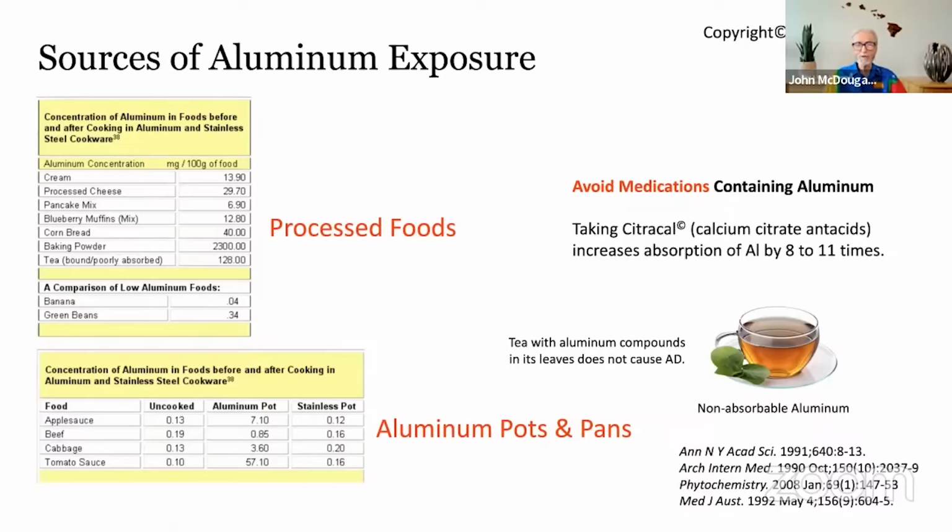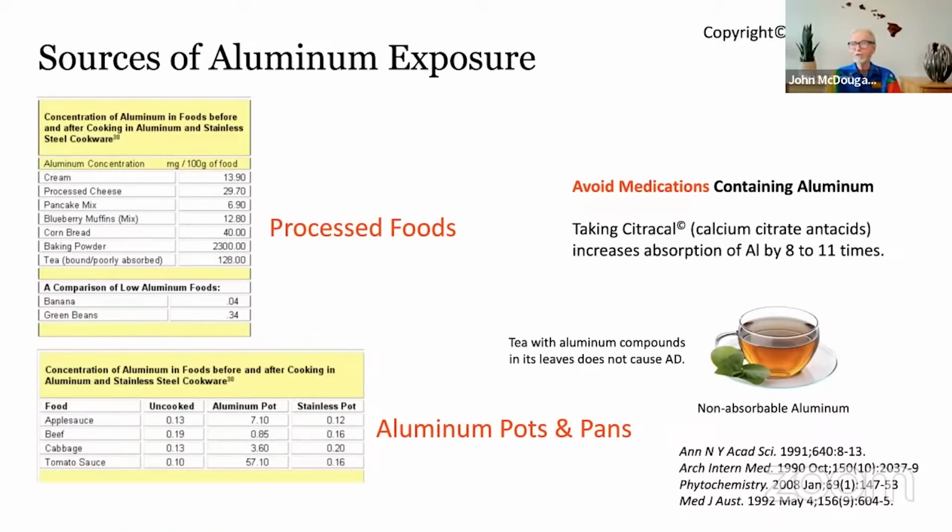Okay, the next source that comes from your food has to do with how you prepare your meals. Here on the bottom left-hand corner, you look at the box there, and you see the aluminum content of applesauce, uncooked, not much. But if you cook the applesauce in an aluminum pot, guess what? You increase the aluminum by like 21 times. You cook it in a stainless steel pot, you don't increase the aluminum content. So cooking and the kind of cookware you choose can make a huge difference. Look at tomato sauce. 570 times increase in aluminum content in the resulting tomato sauce if you cook it in an aluminum pot.